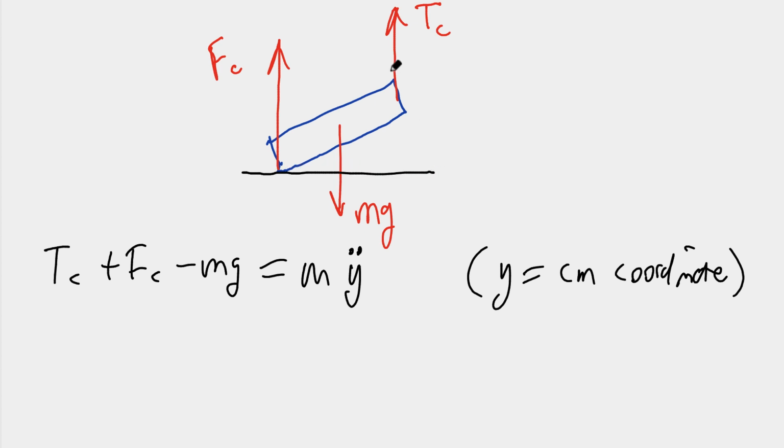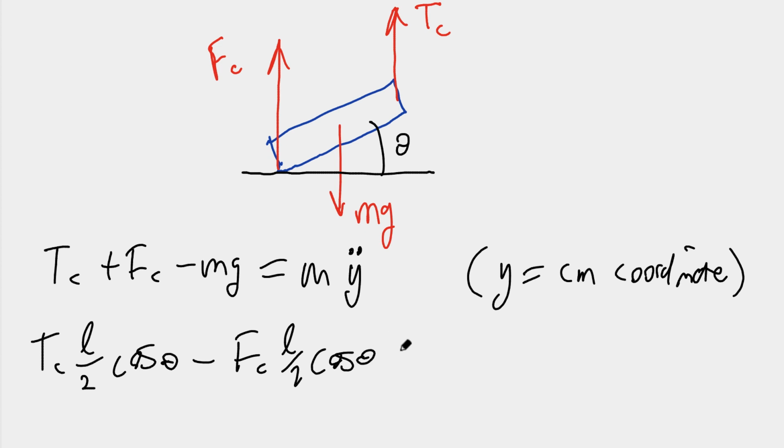We can also write down Newton's second law in angular form. So here's the table. Let's say the link makes an angle theta with respect to the table. So the torque about the center of mass due to this force, Tc, is Tc times this distance, which is L over 2, if L is the length of the link, times cosine of theta. And acting in the other direction, we have the torque Fc times L over 2 cosine theta. That's the sum of the torques about the center of mass equals the moment of inertia about the center of mass times the angular acceleration, the second time derivative of this angle.